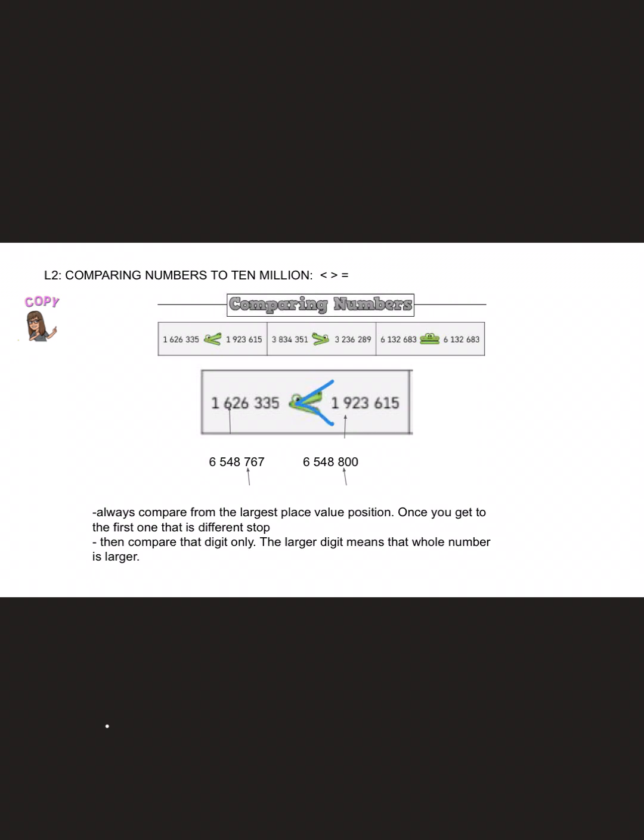Okay, so when we compare numbers, what do we look for? Well, we always start with our largest place value position. So here we have a 1 in the millions place, and here we have a 1 in the millions place. So they're exactly the same. So that doesn't help us. So then we continue our way down to the next digit. So here we have a 6 and here we have a 9. Okay, that's great. That means those numbers are different. Those two are going to be the numbers that we compare. Just the 6, not the 2.